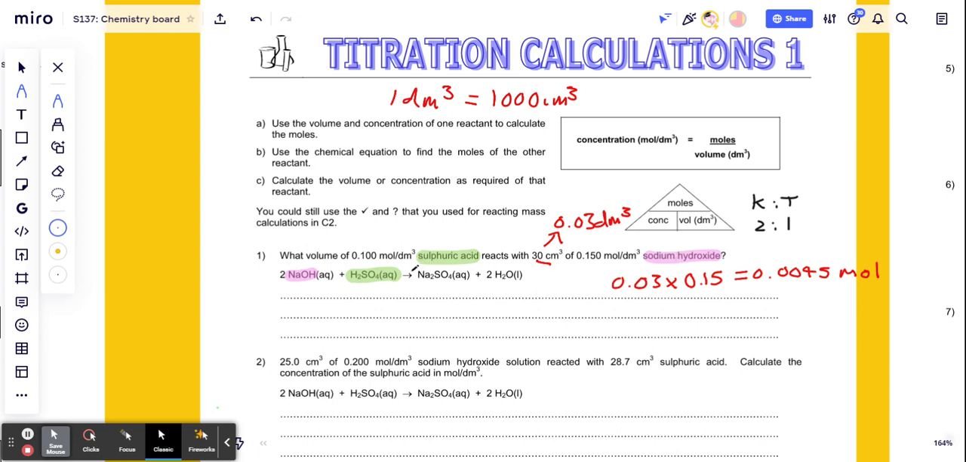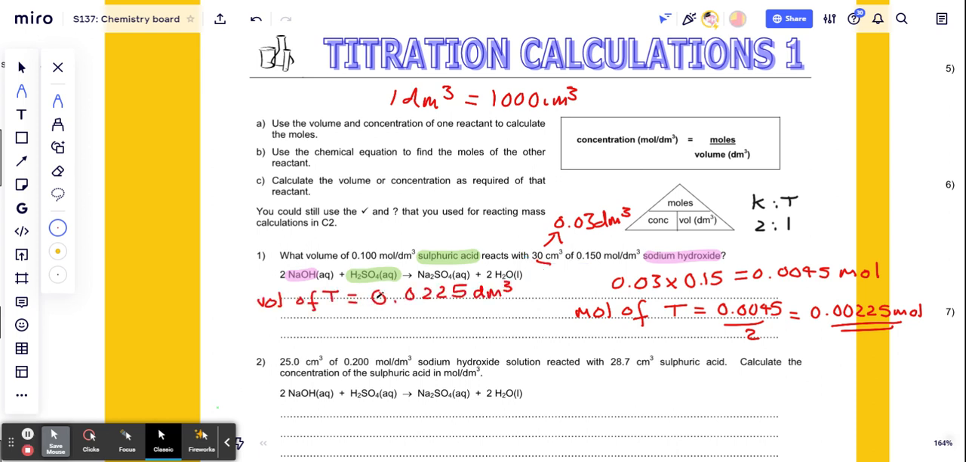Now, it's a 2 to 1 ratio. So that means there would be half as many moles of the target substance, sulfuric acid. So what's that? Now we know the moles of the target substance, we need to see if we can calculate what the volume would be. The volume of the target substance is going to be the moles divided by the concentration. So there's the moles divided by 0.1. You get this in decimeter cubed.